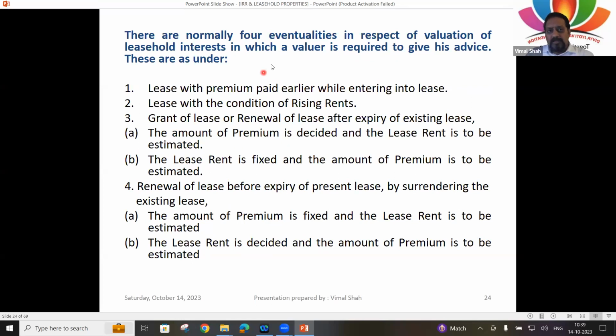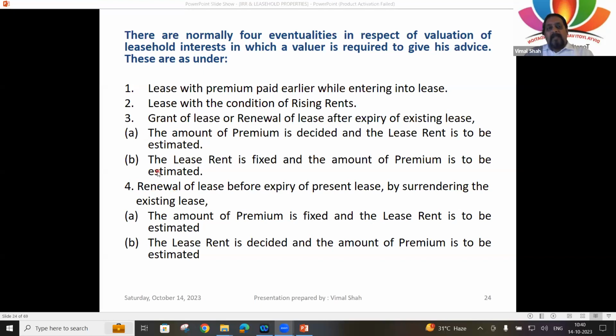Now, normally there are 4 eventualities in respect of valuation of leasehold interest in which a valuer is required to give his advice. So it can be lease with premium paid earlier while entering into a lease with the condition of rising rents. This is very common nowadays. As you see, if some person has given a property on lease for 10 years, the rent is not the same throughout 10 years. The rent increases every 2 years or every 3 years. There is rising rents, right? So we will take one example for that also.